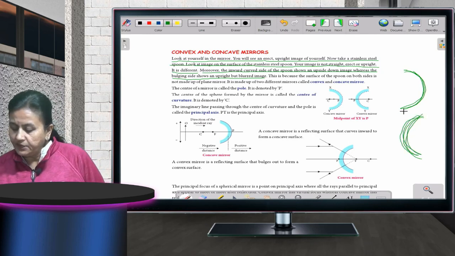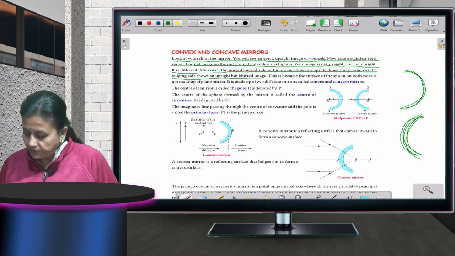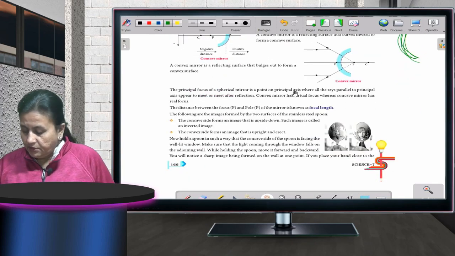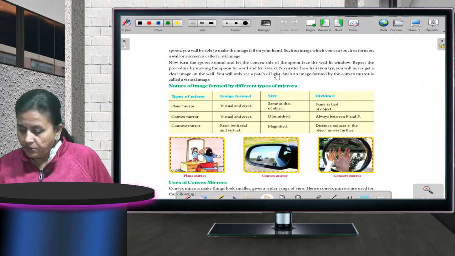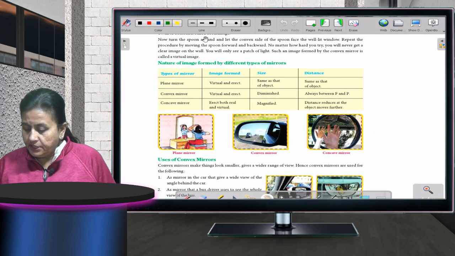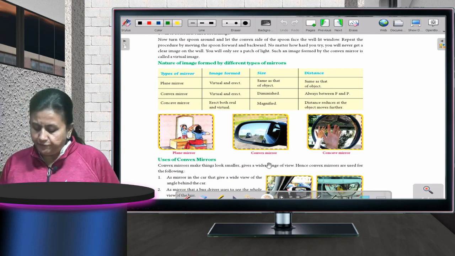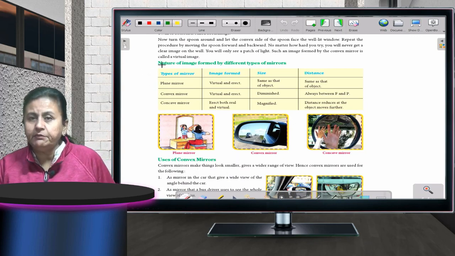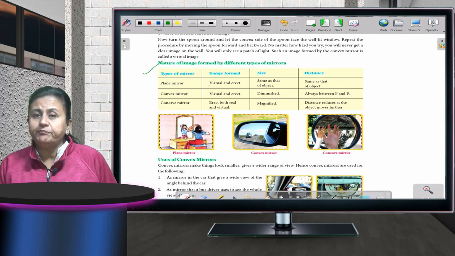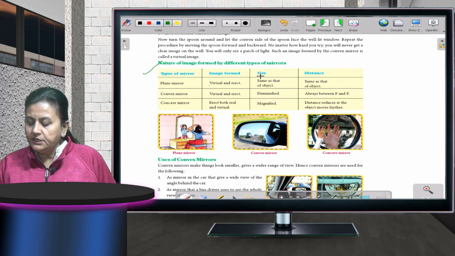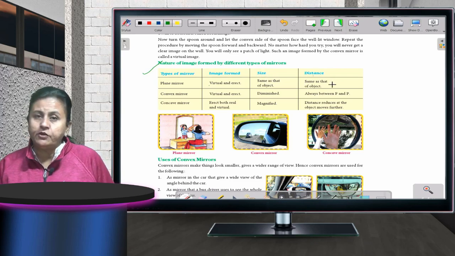Fine children. Now this you can go through yourself. This is simple. Now, the nature of image formed by different types of mirrors. This is very important. Just go through it. In a plane mirror, the image formed is virtual and erect. Size same as that of the object. Distance same as that of the object, which I have told you.